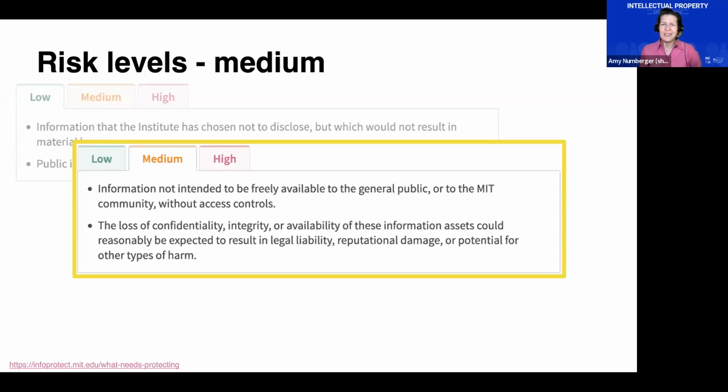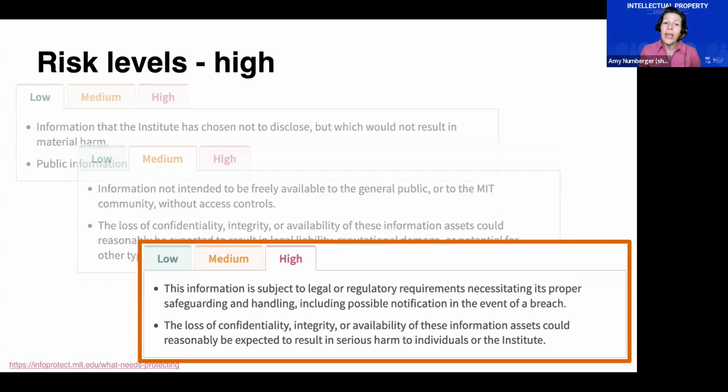At the next level, there's the medium risk level. And it's really stuff that shouldn't be out in the public. It's just not a good idea. There should be access controls around it, where there might not be, is where the loss of confidentiality or integrity is going to cause a legal liability or reputational damage, or maybe some other type of harm. Right? And then finally, there's that high level, which is this information is subject to legal and regulatory requirements. If there's a breach, there will be trouble. This will cause serious harms to individuals or the institute.